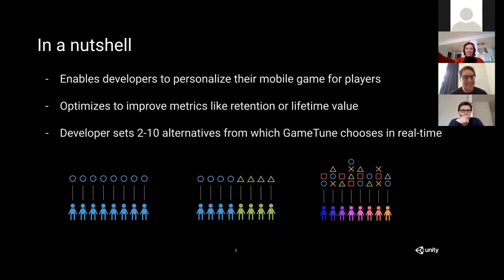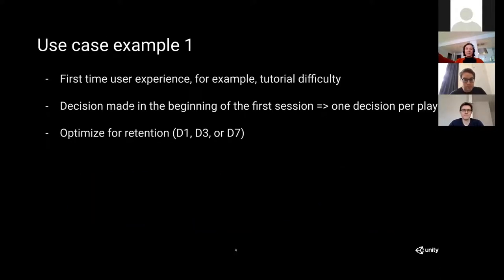So indeed, we're enabling developers to personalize their mobile games for players. The aim is to optimize metrics like retention, so that's engagement, or player lifetime value, which is more on the monetization side of things. So how is GameTune integrated into the game? The developer sets up a question together with a small number, let's say 2 to 10, of alternatives. And from these alternatives, GameTune will then choose in real time upon request. So in a nutshell, that's how it works.